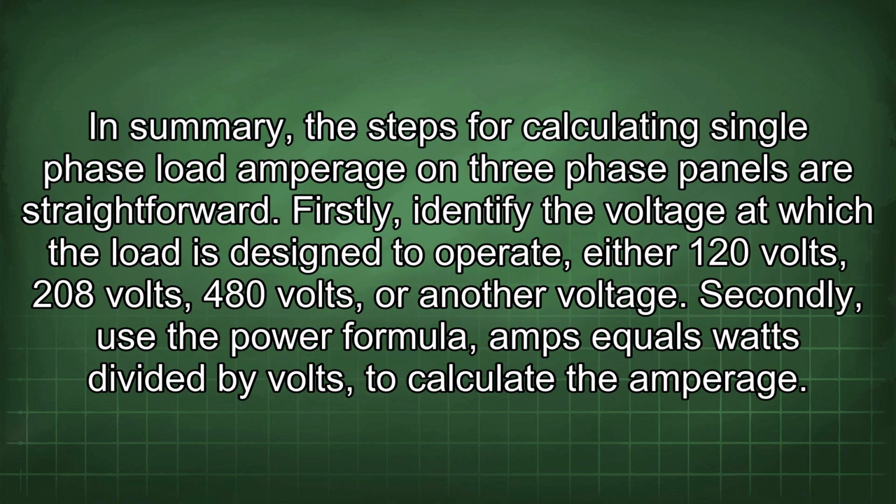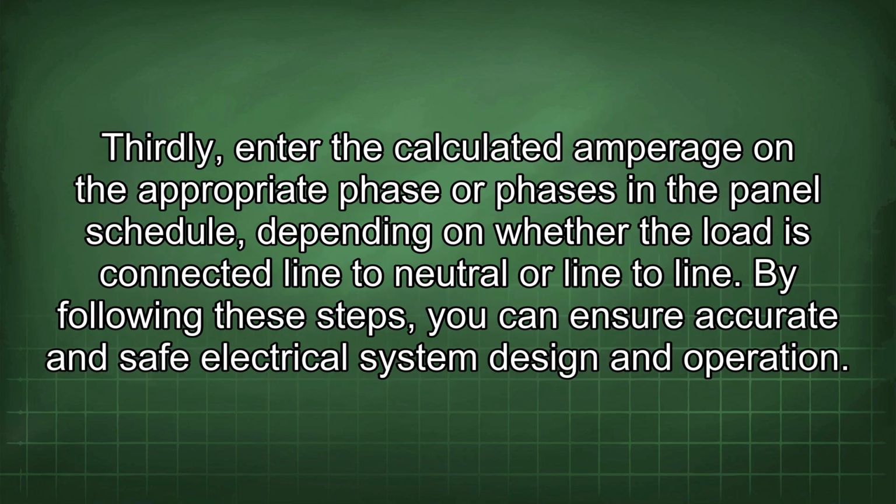In summary, the steps for calculating single-phase load amperage on three-phase panels are straightforward. Firstly, identify the voltage at which the load is designed to operate, either 120 volts, 208 volts, 480 volts, or another voltage. Secondly, use the power formula amps equals watts divided by volts to calculate the amperage. Thirdly, enter the calculated amperage on the appropriate phase or phases in the panel schedule, depending on whether the load is connected line to neutral or line to line. By following these steps, you can ensure accurate and safe electrical system design and operation.